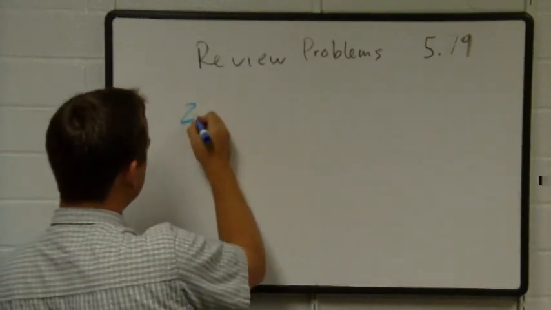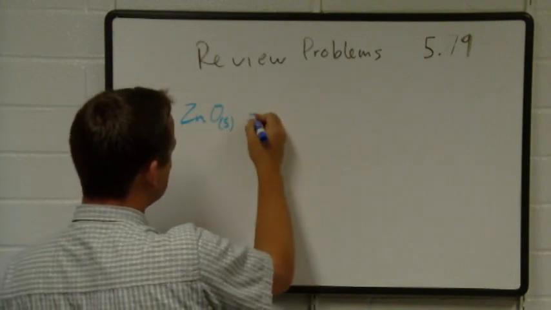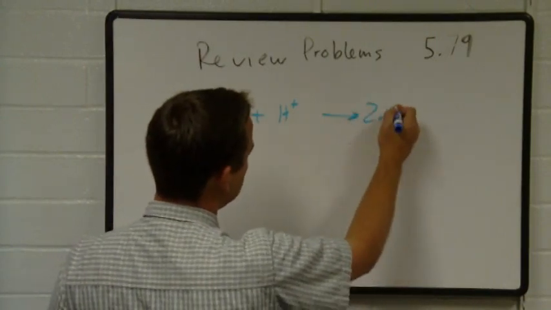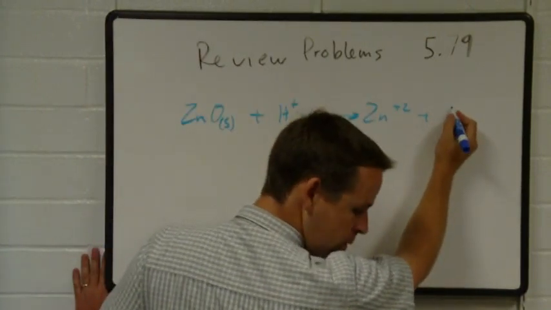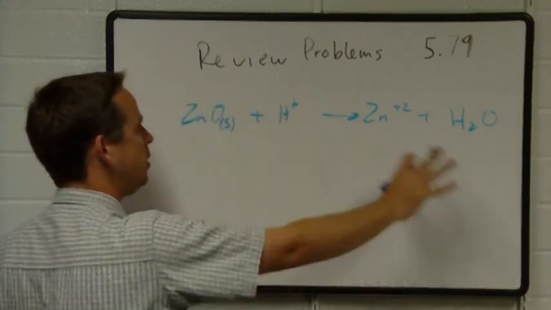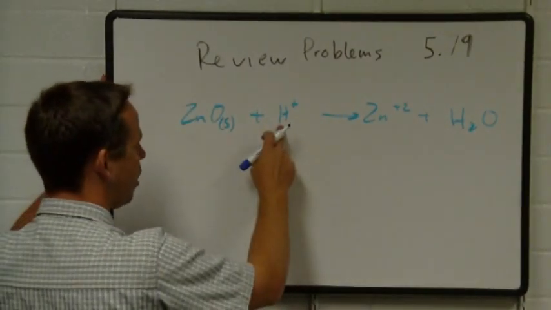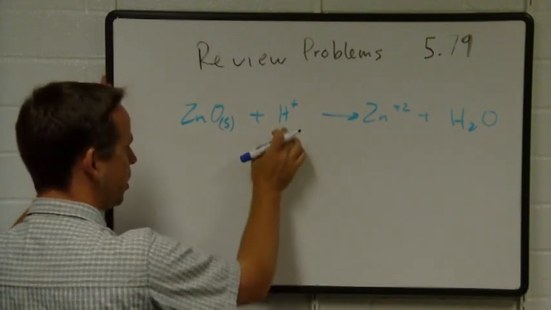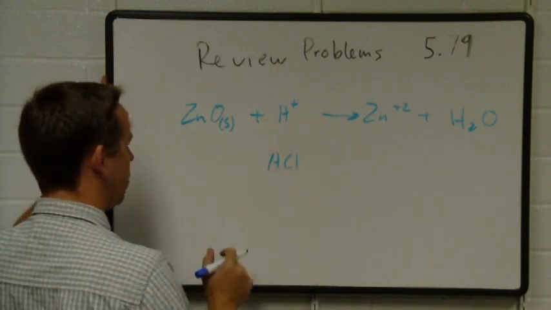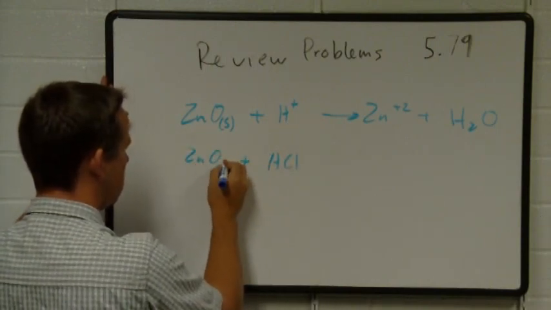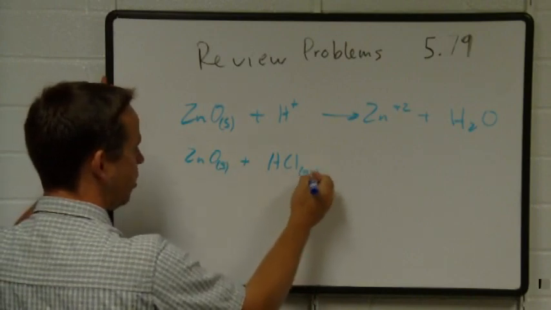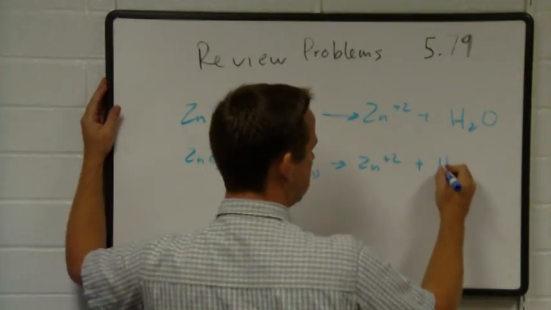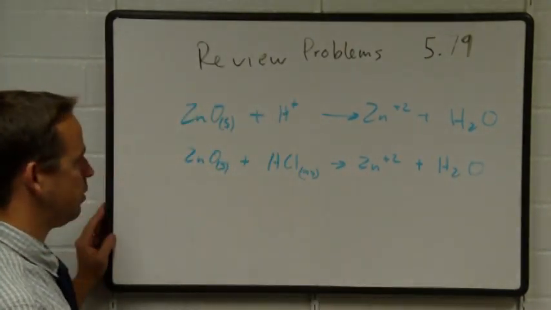So we have zinc oxide, solid, with H plus, which is acid, right? And the products are going to be zinc ion and water. That is the net ionic equation. So what could have come with the H plus? Well, could it be HCl, right? HCl will dissociate and ionize to give the H plus. The zinc oxide started off as that, right? So the products here are going to be, again, your zinc ion and your water. So that's all you have to do for that one.